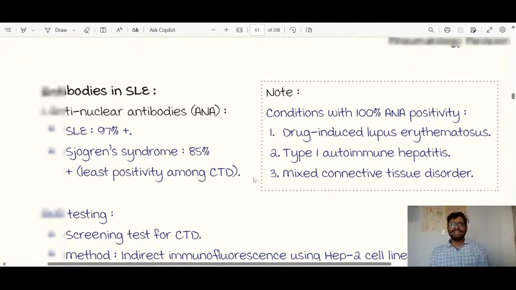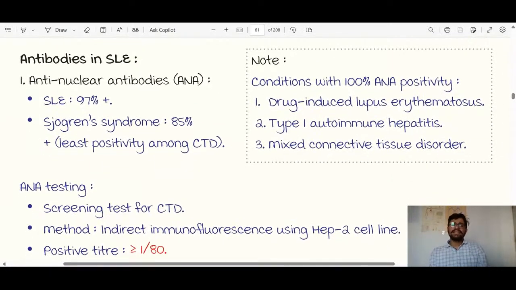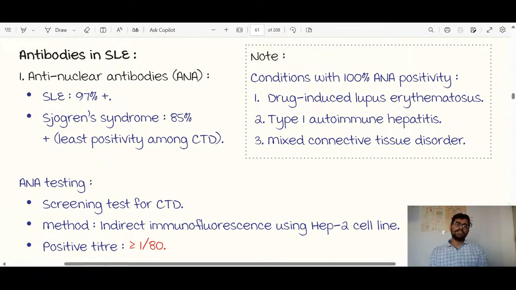So ultimately, SLE is a type of autoimmune condition, a disease most commonly coming from kidney involvement. Only the kidney is responsible for your disease.